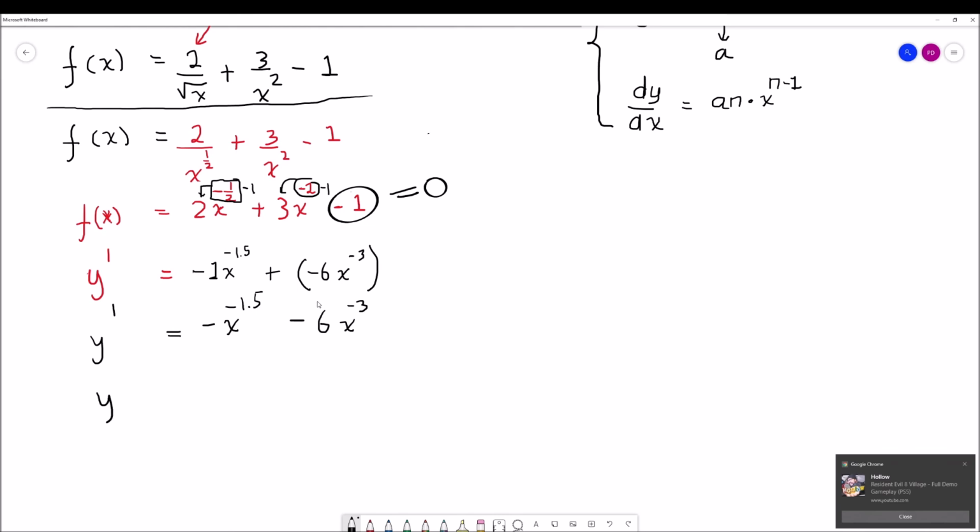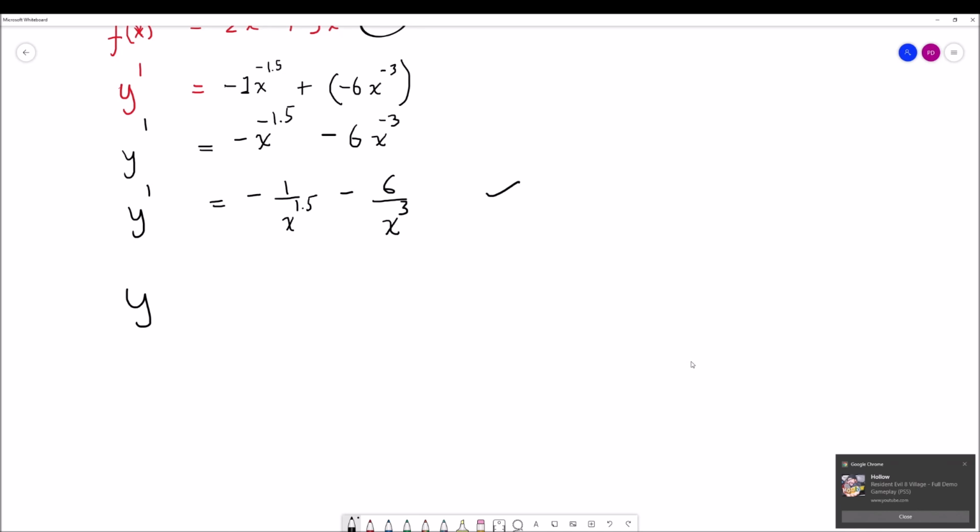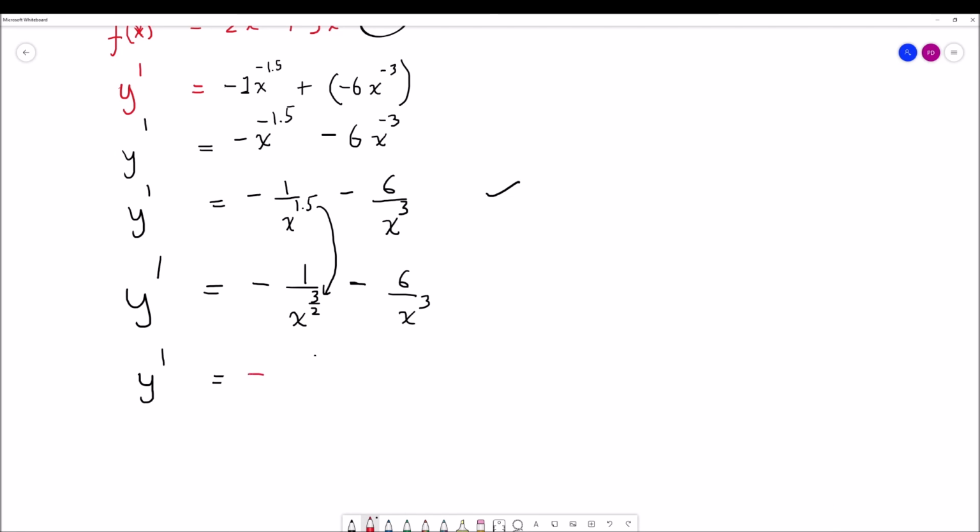So let's simplify further. So y prime is equal to minus 1 divided by x to the power 1.5, okay, and minus 6 divided by x to the power plus 3. Okay, and you can actually simplify it further. I don't want anybody to get confused. So this is minus 1 over x to the power 3 divided by 2, right? This is the same thing. So we can write minus 1 over square root of x cubed. Simple. Minus 6 over x to the power 3.